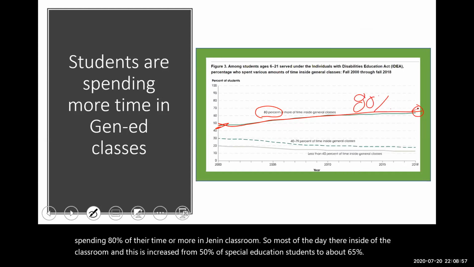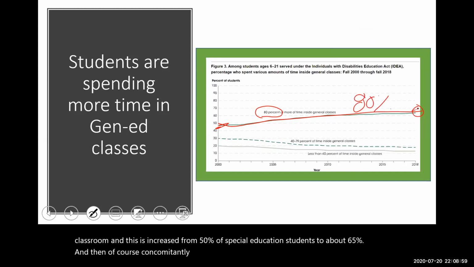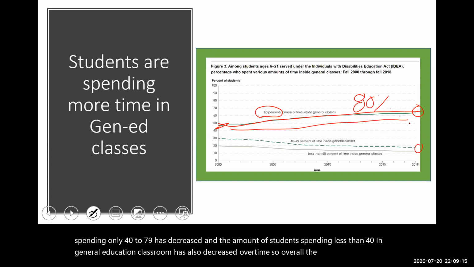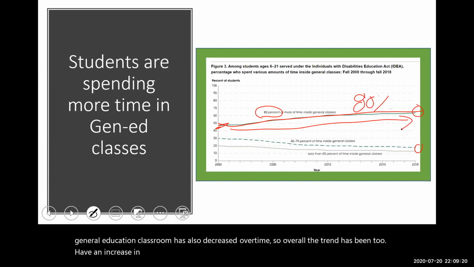And then, of course, concomitantly, the number of students who are spending only 40 to 79% has decreased, and the number of students spending less than 40% in a general education classroom has also decreased over time. So overall, the trend has been to have an increase in the percentage of time special education students are spending in a general education classroom.